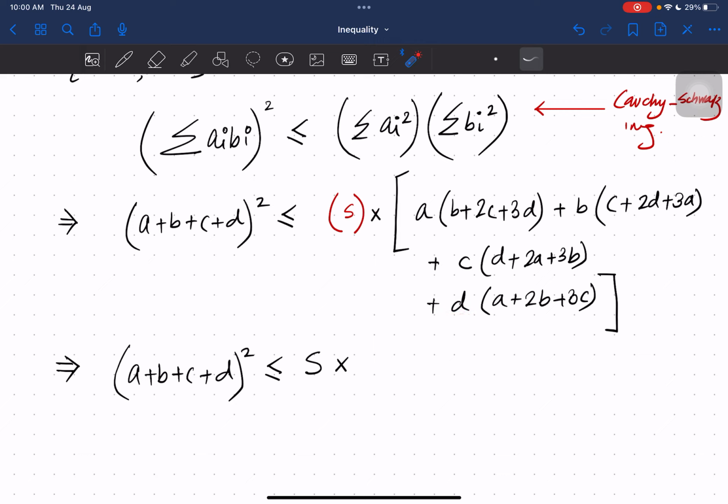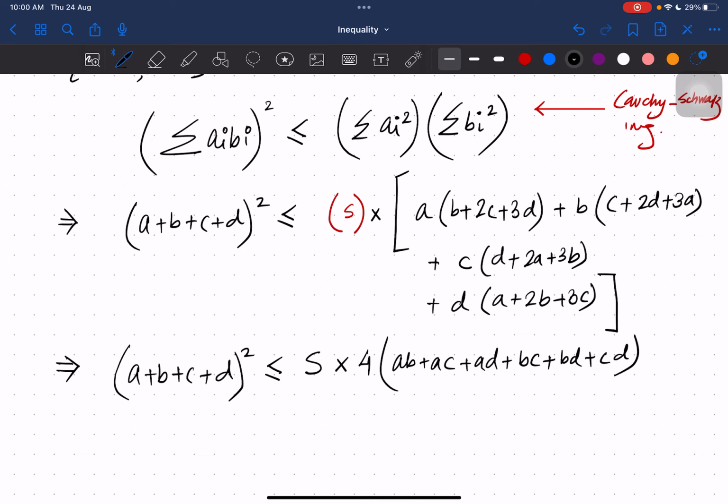So if you take two terms out of 4 terms, that is 4 choose 2, that is 6 ways you can choose 2 terms, right? And each of them is occurring 4 times. So what I have is 4 times (ab plus ac plus ad plus bc plus bd plus cd). So this is the simplification.